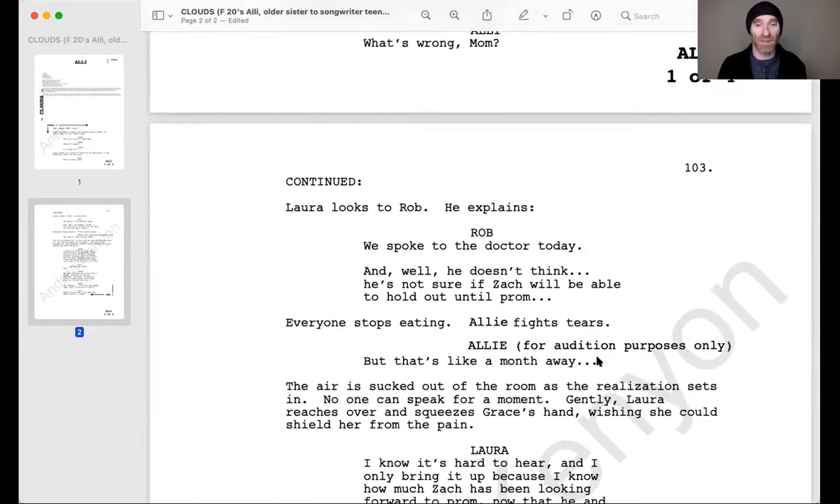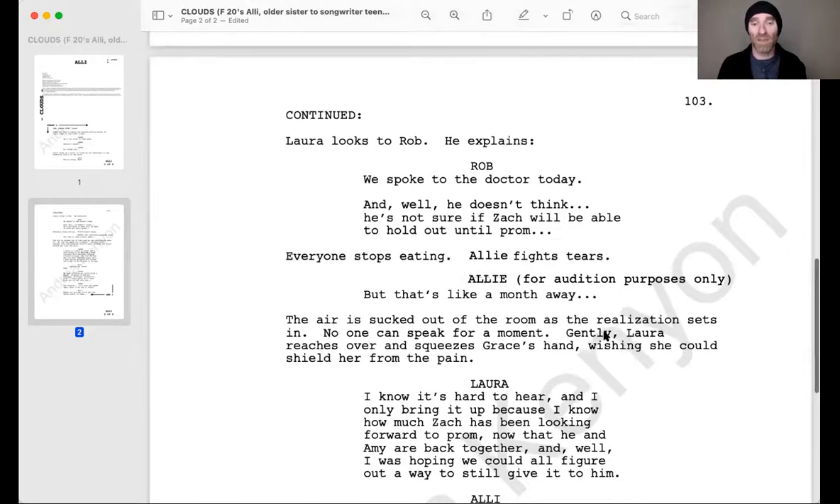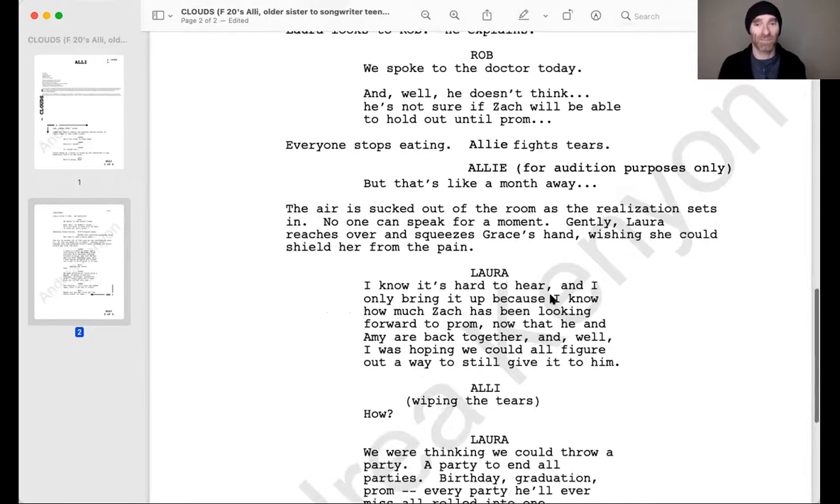But that's like a month away. The air is sucked out of the room as the realization sets in. No one can speak for a moment. Gently, Laura reaches over and squeezes Grace's hand, wishing she could shield her from the pain.